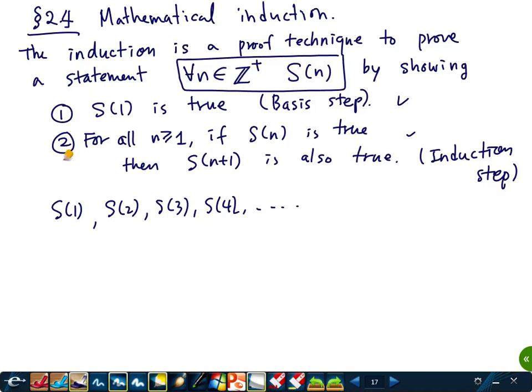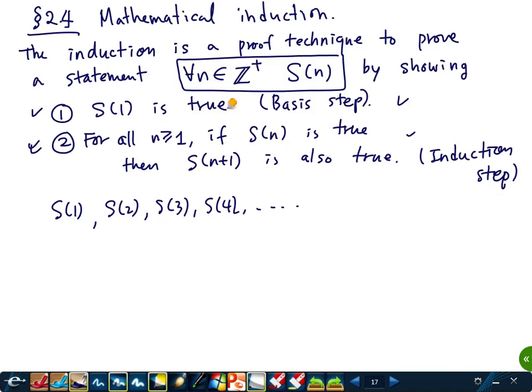So if you show these two things, then you showed S of n is true for all positive integers n. So it is a very useful and powerful technique, because you don't have to check all the infinite cases. Just two things are enough. Let me give you an example of this.